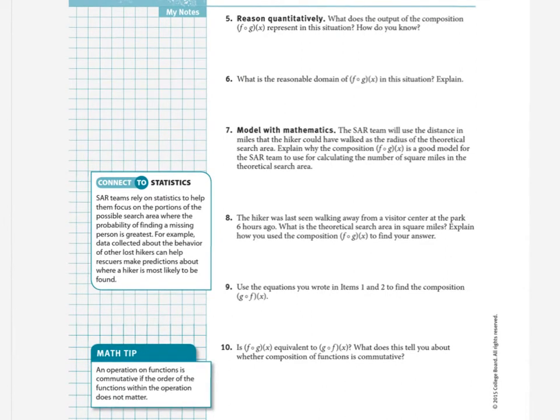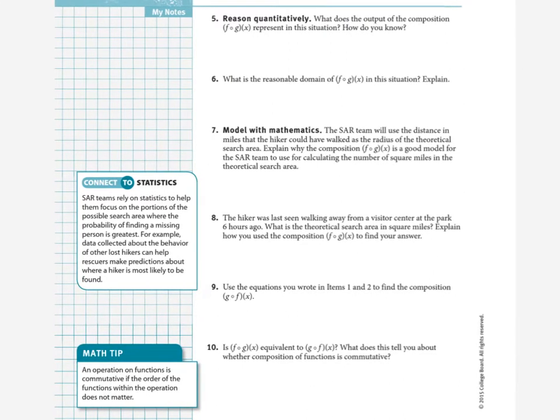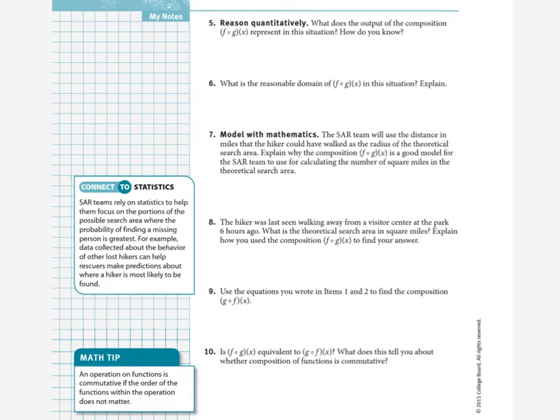I'm not going to do all the questions here. Number 6, what's the reasonable domain for the function? Because we've gone through and thought about the meaning, the reasonable domain for the function would be x is greater than or equal to 0, because it's time. We can talk about time in the past. We can say it was 2 hours ago, but we're not going to say that's negative 2 hours. So we want it to be greater than or equal to 0.